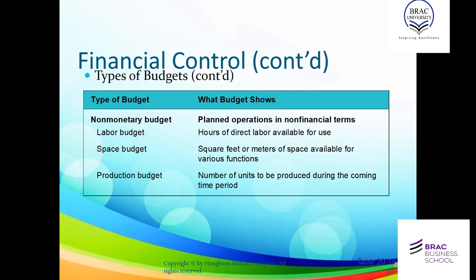Labor budget is going to give us the idea about the available hours for direct labor that the organization can use. Then space budget, that is the available space for various patterns of activities for the organization. And production budget is going to give us the idea about the expected number of units that would be produced during the upcoming time period.